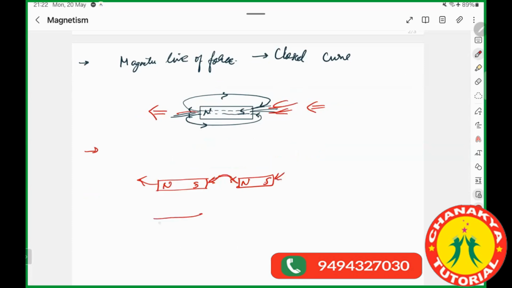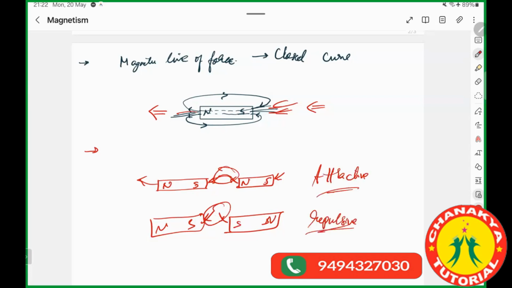Now, suppose I place one magnet which is north and south, and the south goes inward, and this is also south and north, this will also go inward. So this will have repulsive force. This will have attractive force. Repulsive force and attractive force.